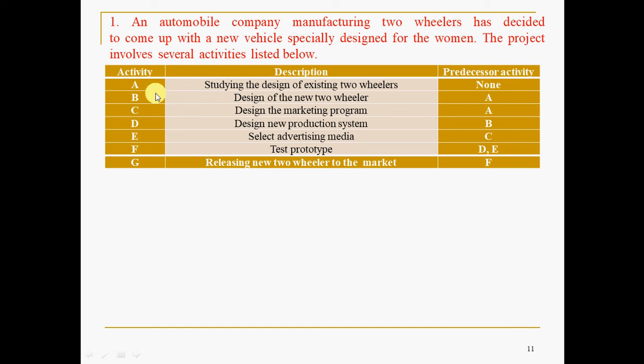I mean, before A, no activity is there. That is the starting activity. Before B, A is given as a logical relationship. So what is the meaning of this? After this only this should happen. After A, B should take place. After A, C should take place. After C, E should take place. And after completion of D and E, F should happen. After F, G should take place. So like that, there is the logical relationship.